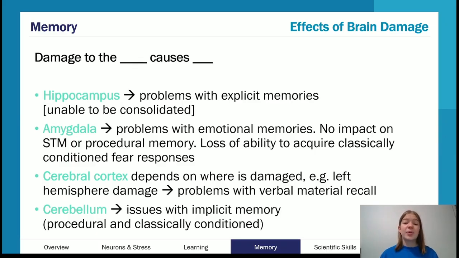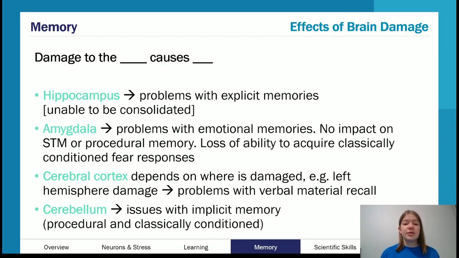The hippocampus, we're going to have difficulties consolidating our explicit memories in particular. Amygdala, we're going to see less significance attached to emotional memories. So this doesn't mean that people can't learn, but if something's particularly emotional, we might normally expect that to be stronger. We're not going to have that so much. You're not going to have the same fear response. You're going to have a reduced ability to acquire a classically conditioned fear response.